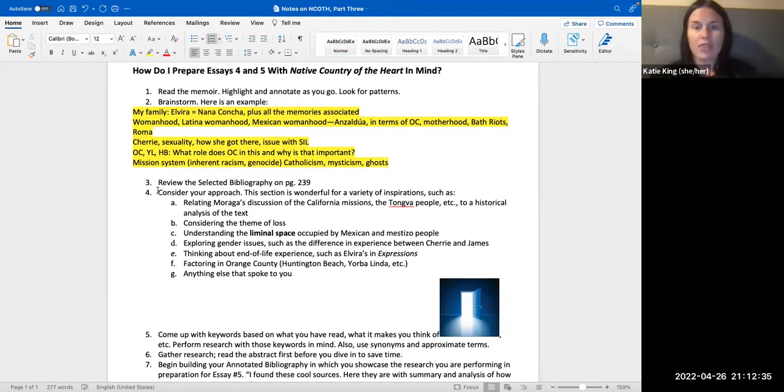Next, number 4, think about your approach. And I love this section that we're reading this week because it provides a variety of approaches. And you're not limited to these, but these are just some that came up in this section that we can talk about.